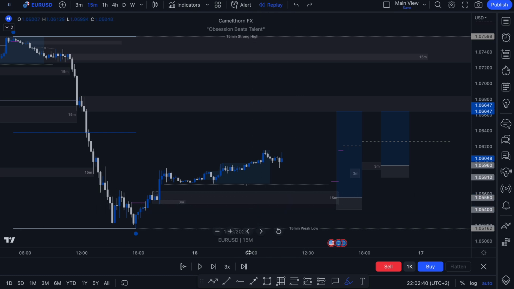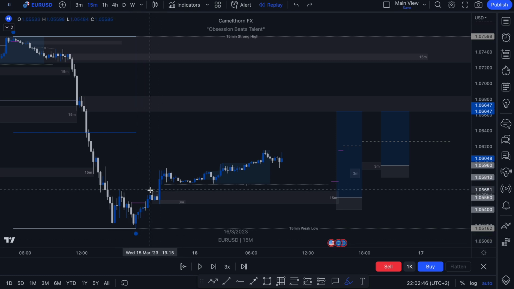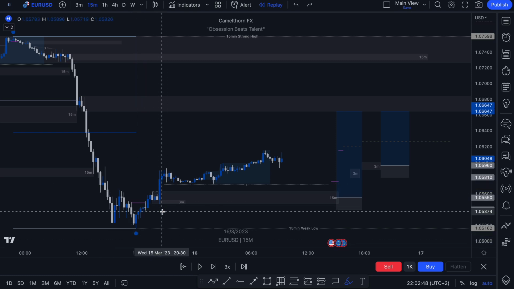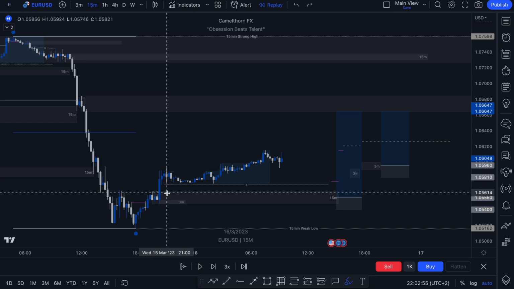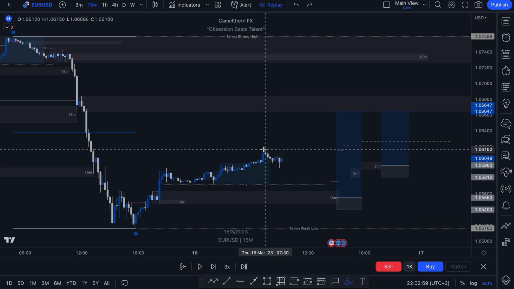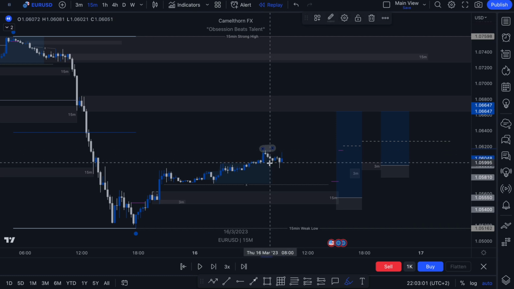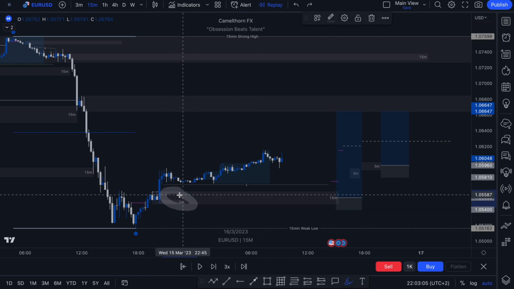Really, really nice area. After we get the change of character, which confirms this new 15-minute lower low, we get this secondary break of structure from an internal point of view that then leads to the formation of this 15-minute demand zone. So at the start of my particular trading day, I noticed that we have Asian liquidity at the top here. We have Asian liquidity at the bottom. We have now this 15-minute demand zone.